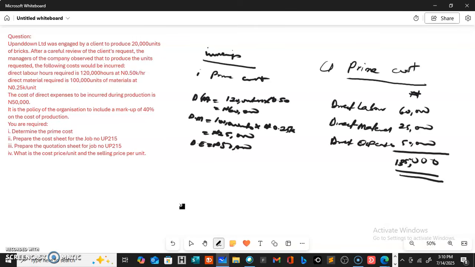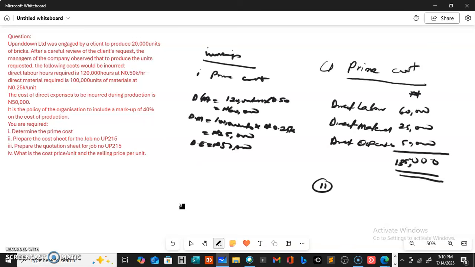So let us jump to the second question. The second question said, prepare the cost sheet for the job number UP215. In this question, we do not have any overhead cost, which is the indirect cost. So let us go ahead and prepare the cost sheet.